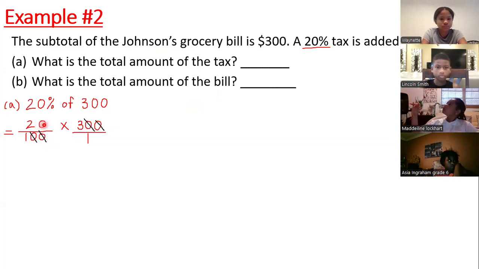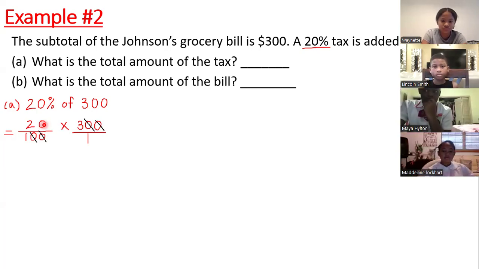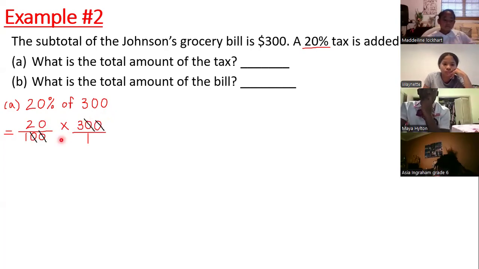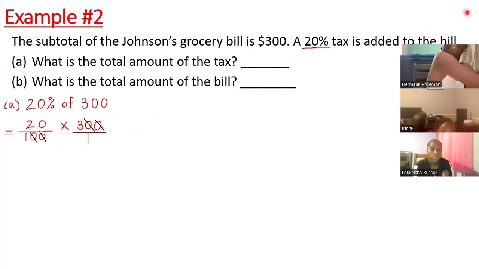Madeline, are you here? Yes, sir. Okay. So what we did is we canceled out this 0 with that 0, and then this 0 with that 0. You understand that? Yes, sir. Good. Joel, you have a question? No, sir. Okay. All right, good.